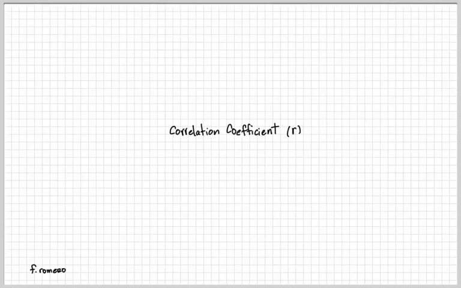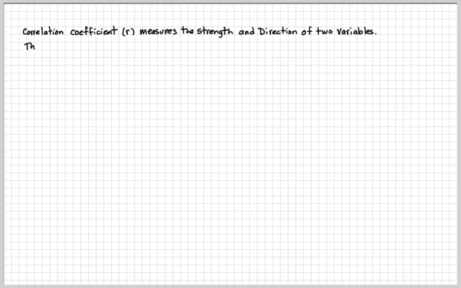In this video, I want to talk to you about the correlation coefficient R, the formula, and its overall properties. So correlation coefficient R measures the strength and direction of the two variables. And these two variables usually are X and Y, but depending on the class, it could be something like an independent variable for X and dependent variable Y.